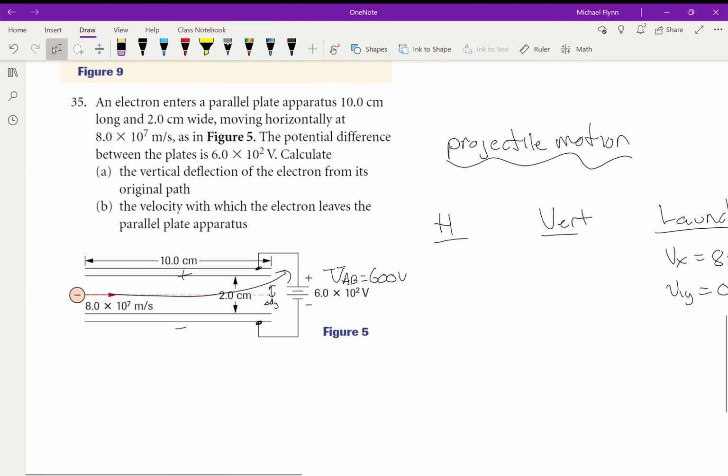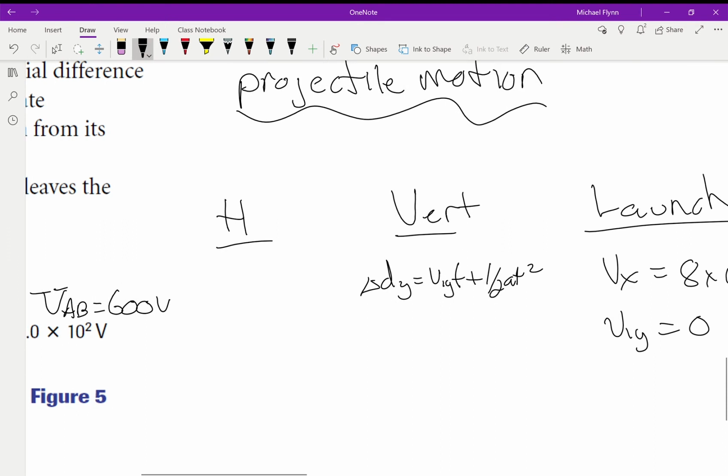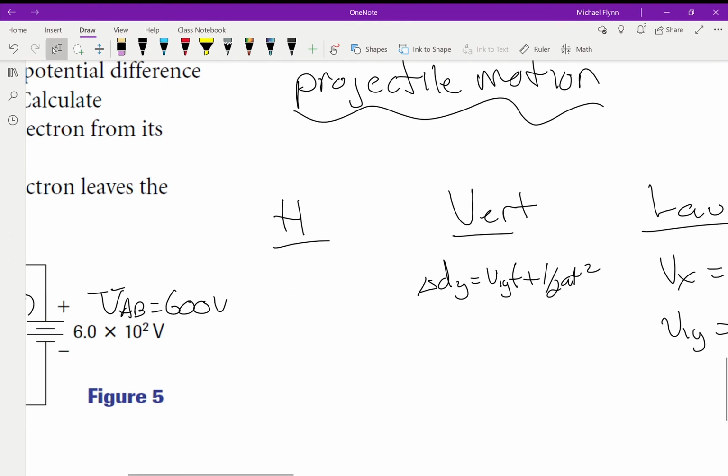Now, for the vertical component, you're going to use the equation we always use, delta dy equals v1y t plus 1/2 a t squared. That's the equation we always use. I'm going to say up is positive, the force is up, unlike gravity, which is always down. In this case, this force happens to be upwards in this question, right?